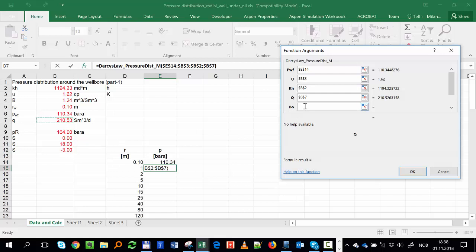I have a bunch of inputs. BO, the factor I told you, that is a ratio between local rate and standard rate for oil, is here, 1.24. I also have to block it. Remember, we have to block it, otherwise we are going to get a party of errors here. R, that's the position where I want to calculate my pressure, so that will be the one to the left. And R of the wellbore is this one here, the first one, and I have to block it.